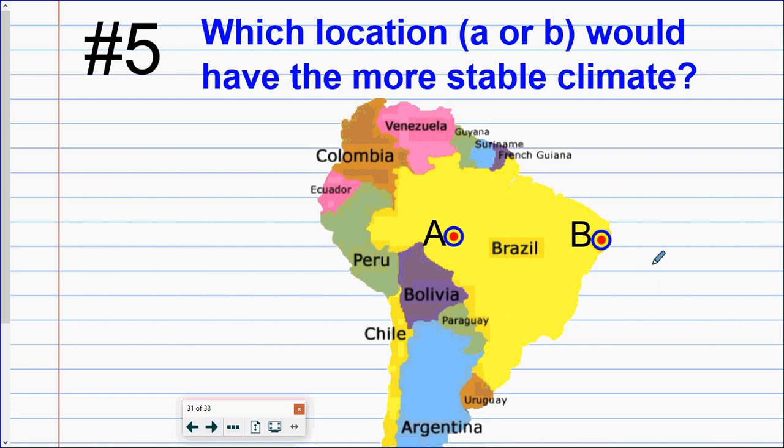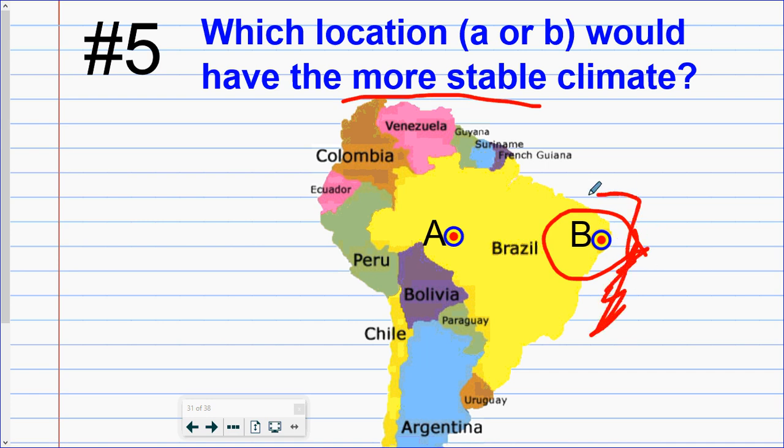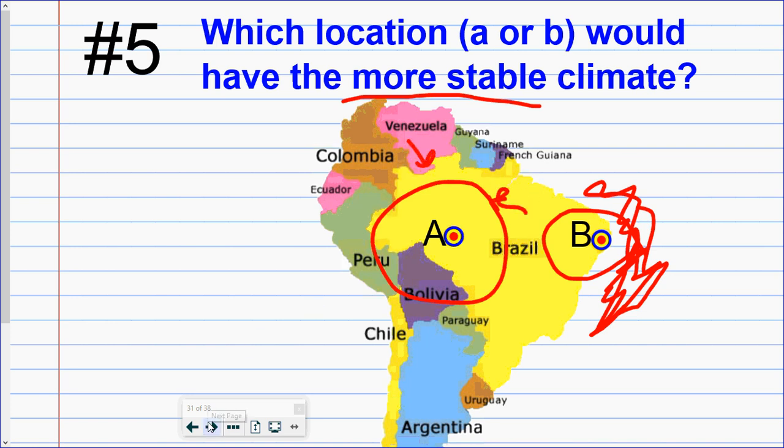In this case, B is going to have the smaller range or a more stable climate. Remember, proximity to water tells us that because B is close to the ocean, it's pretty much going to take on the characteristics of the ocean, which rarely ever change. And so B will have a more stable climate than A. A is in the middle of a continent, and it's going to be victimized by all of the air masses that are coming in from all the other directions.